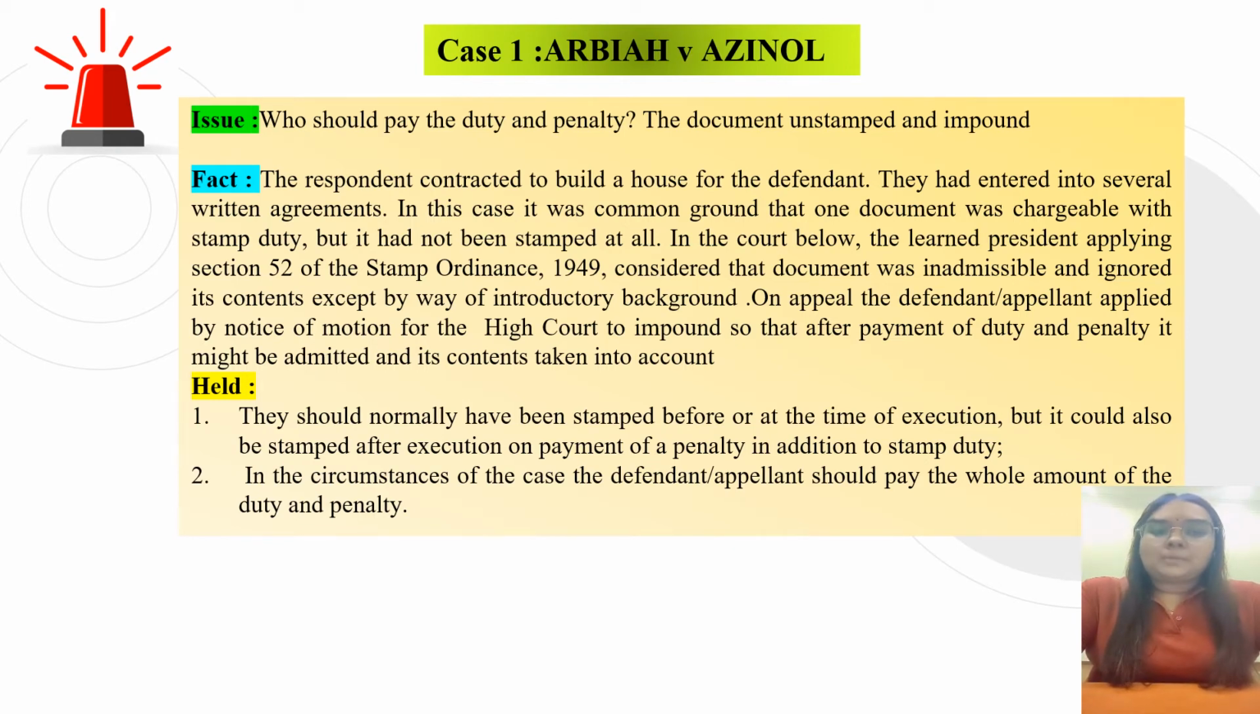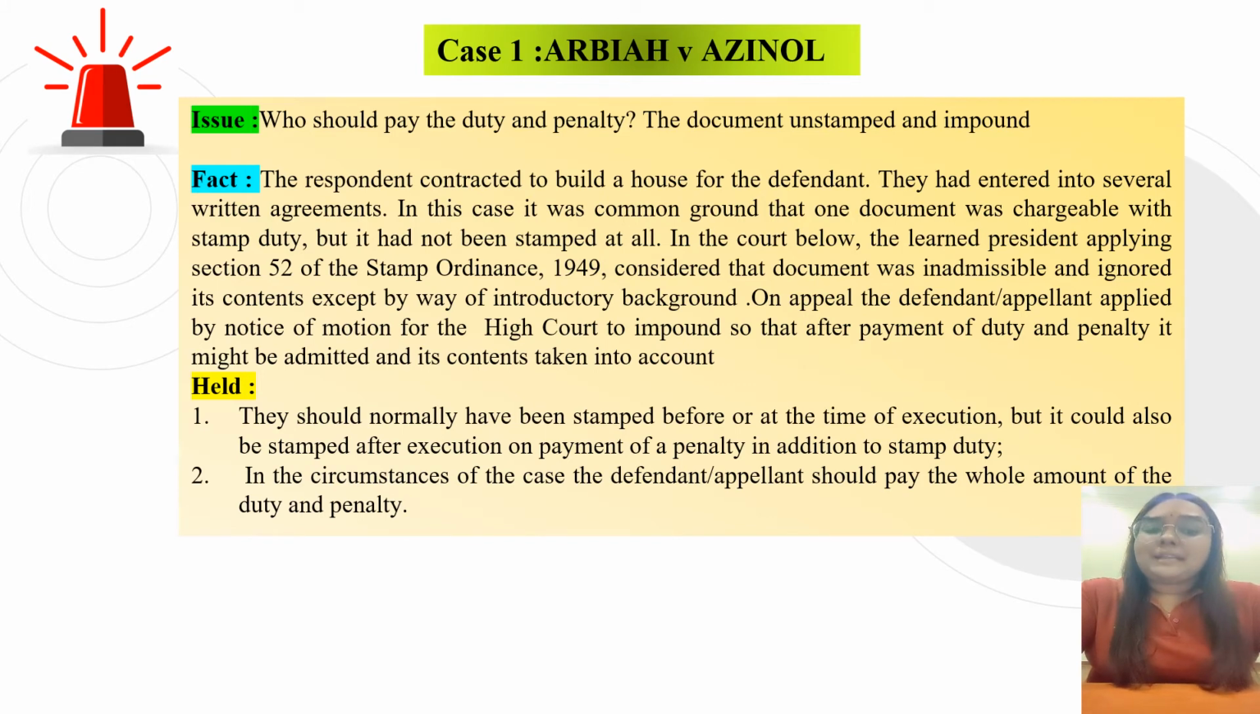So in the quote below, the learned president, applying section 52 of the Stamp Duty Act 1949, considered that the document was inadmissible and ignored its contents. On appeal, the defendant applied by notice of motion for the High Court to impound it so that after the payment of duty and penalty, it might be admitted and its contents taken into account.